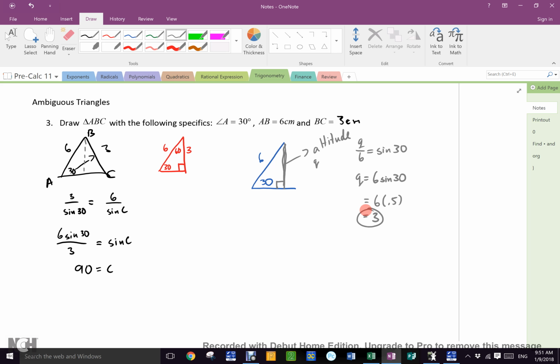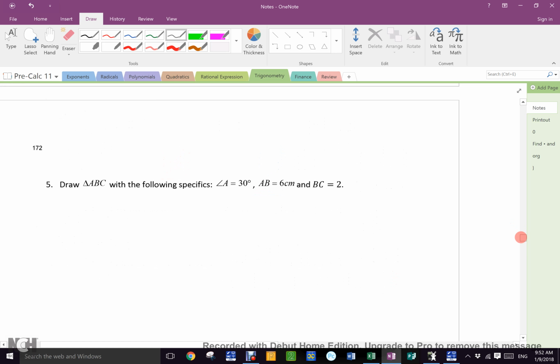So, if Q, or your altitude, equals your third side, you have a 90 degree triangle. Everybody cool? All right. Let's go down to the next one.